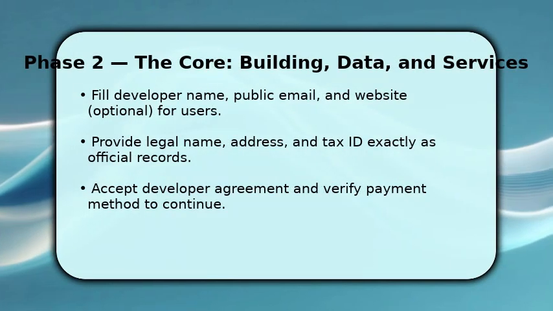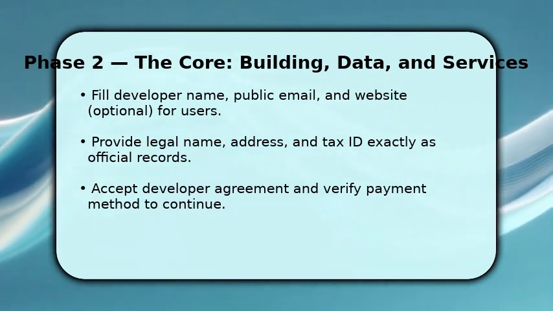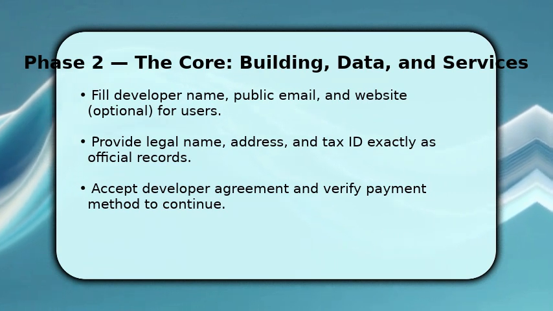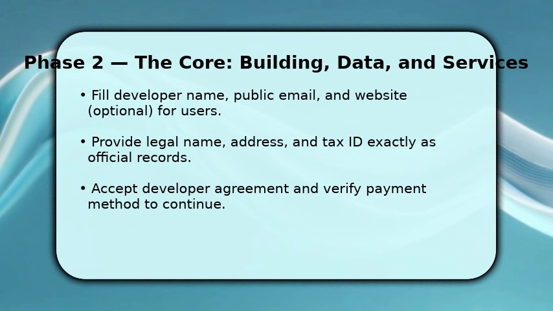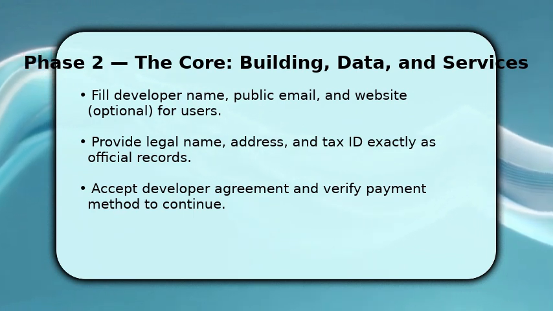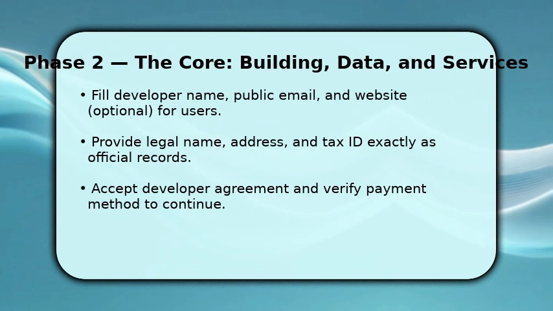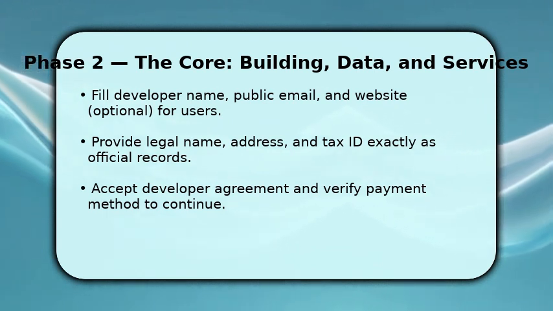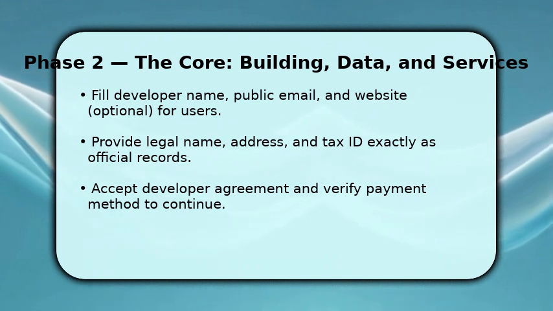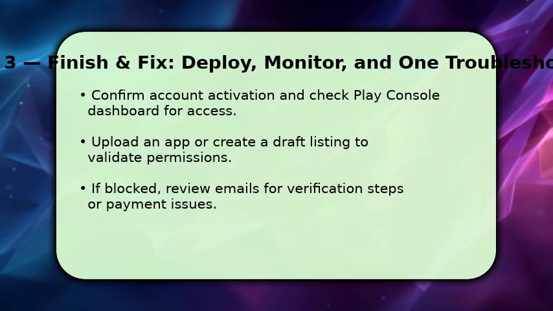You now fill the developer profile and legal details carefully because Play Store listings and payments rely on exact names and addresses. Enter your public developer name, support email, and optional website for credibility. Then supply legal entity info and tax ID for receipts. Once you accept the developer distribution agreement, you will verify the payment method. This step authorizes the $25 and links your billing. Make sure entries match official documents to avoid verification delays. You finish by confirming activation.